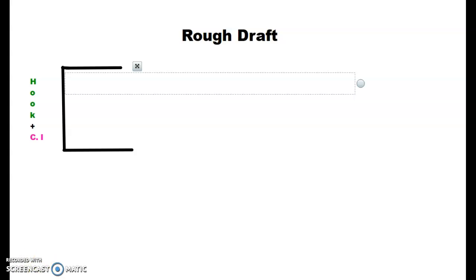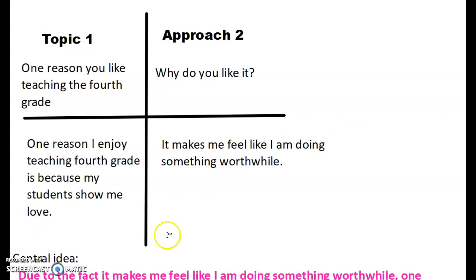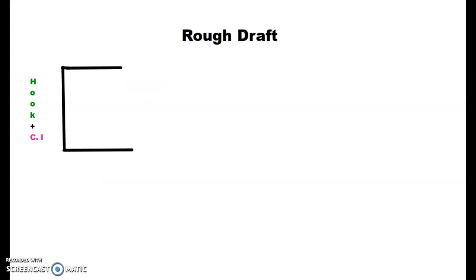Now, this part might seem a little weird. I know we start off reading our hook, but we're actually going to write our central idea at the bottom first. We're going to leave some space at the top, and we're going to write our central idea underneath. The reason we're doing this is because we don't know what our hook is going to be yet. We still need to take the time and think about it. But we've already written down our central idea and our planning on our topic and approach page. So it makes more sense to write what we know.